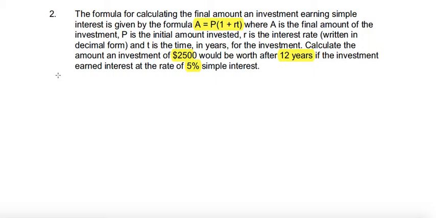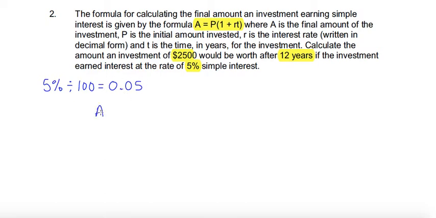So it tells us that the interest rate needs to be written in decimal form. So if we think back to when we looked in Unit 1, when we converted between decimals and percents and fractions, we learned that to convert a percentage into a decimal number, we need to divide by 100. And that gives us a value of 0.05. So when we're putting it into the formula, we have to put it into decimal form.